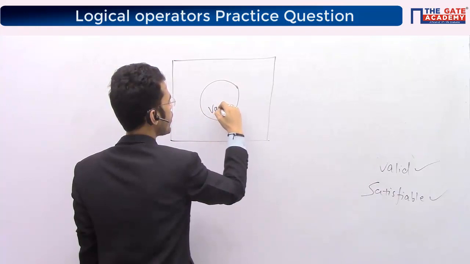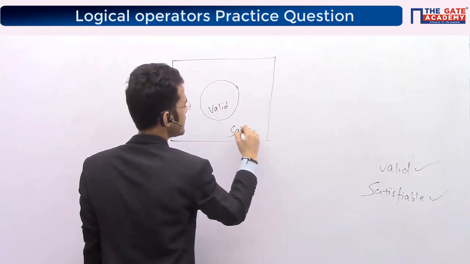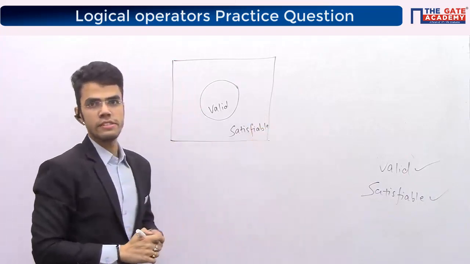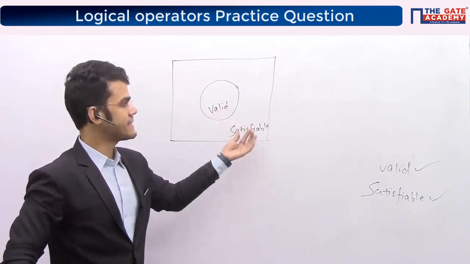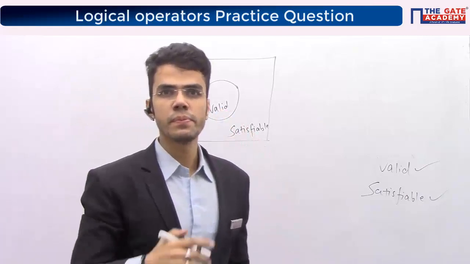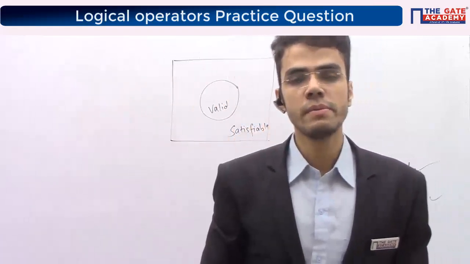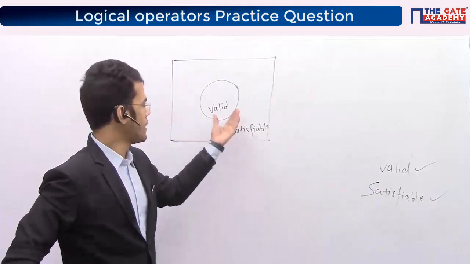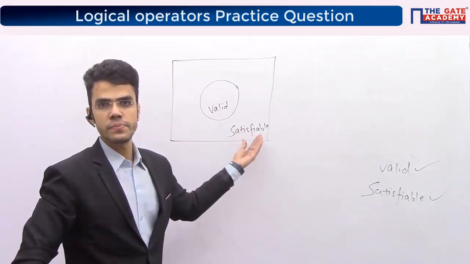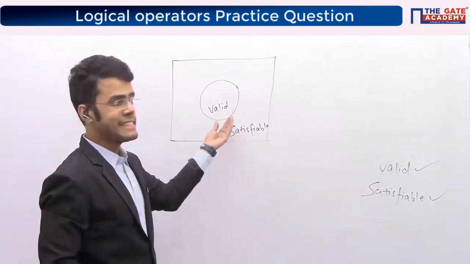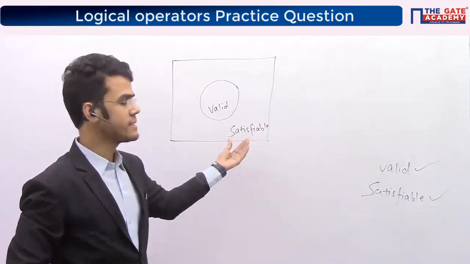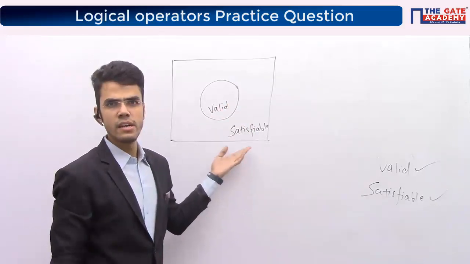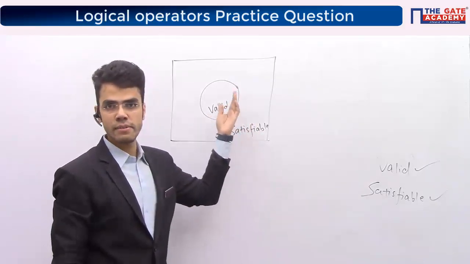See, if I say all valid are satisfiable, but all satisfiable are not valid, is it clear? Are you clear? Okay with this term first. All valid statements will be satisfiable. Do you agree with me or not? Yes or no? All valid statements will be satisfiable. Yes, but all satisfiable are not valid. I hope you are clear with this diagram, right? All valid are satisfiable, but all satisfiable are not valid.